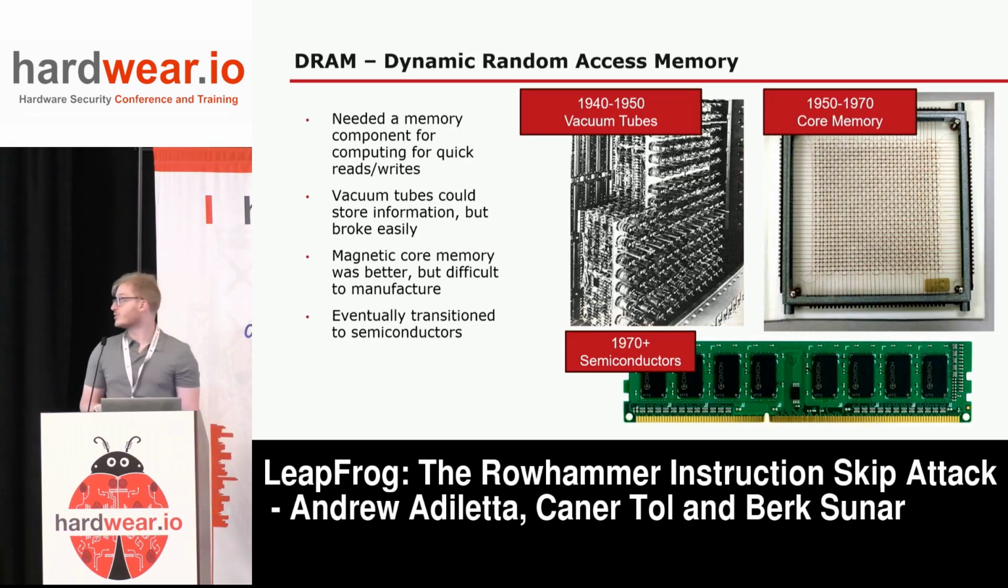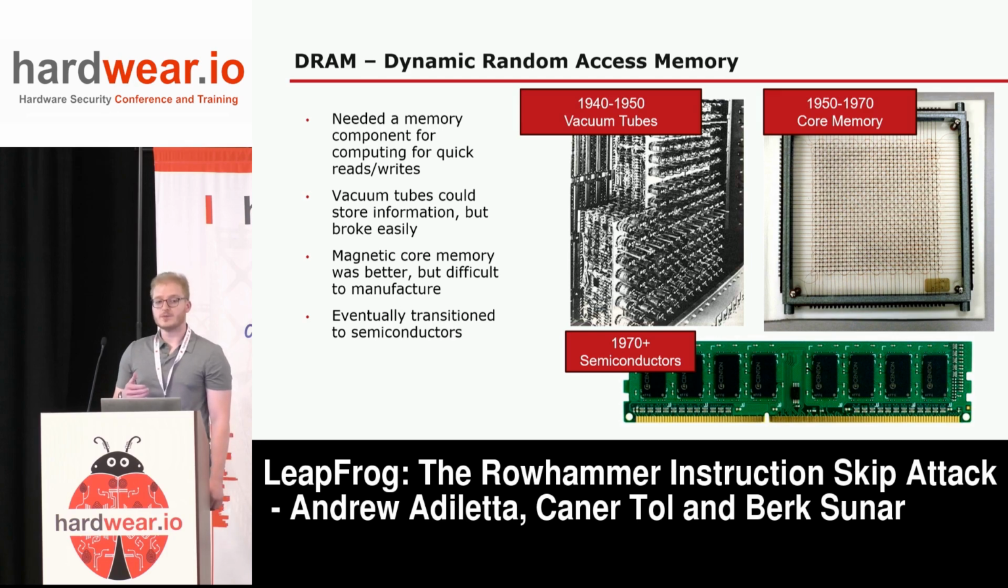I really like history, so I wanted to give a brief historical background here. In the 1940s and 1950s, DRAM, dynamic random access memory, the memory that's required for quick reads and quick writes for doing math and so forth, was done with vacuum tubes, and vacuum tubes were pretty unreliable. They'd break easily. They'd get actual bugs in them. You'd have to pull out the bugs. It was a really big problem.